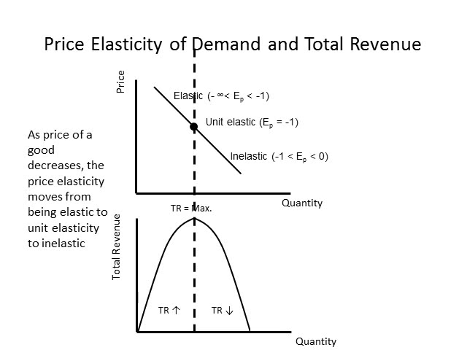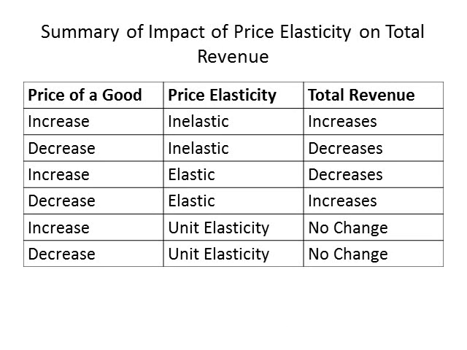This diagram gives an example of how the demand curve impacts the total revenue. As the price of the good decreases, the price elasticity moves from being elastic to inelastic. As a result, for an elastic good, the total revenue increases and then decreases. The table summarizes the relationship between price changes, price elasticity of a good, and total revenue.